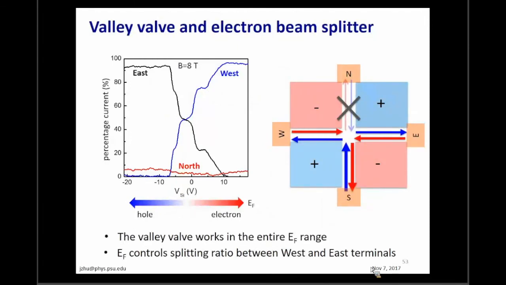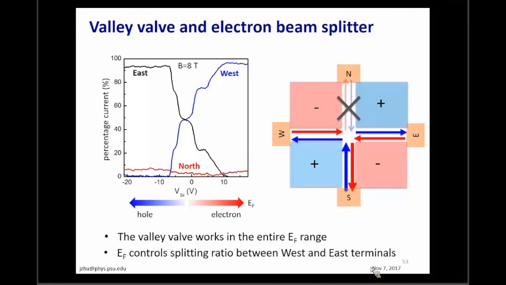So in the off state of the valve, we've talked about the state cannot go through straight, but it could go either left or right. And now let me control that by changing the Fermi level and the magnetic field. These three curves are plotting the current received by each one of these terminals. They're all getting measured at the same time.